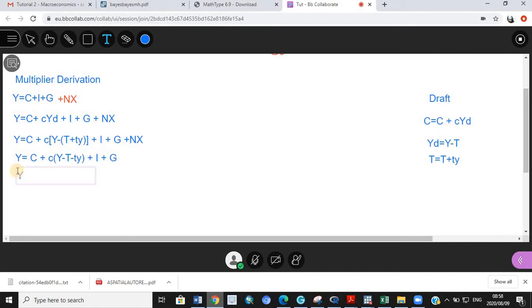We'll have Y equal to C plus. Now the marginal propensity to consume is going to multiply everything in the bracket: cY, this should be minus cT, should be minus cTY, plus I plus G. So here you can see that we have Y on both sides. We can take all of these into our left-hand side. So don't stress yourself whether this is a big Y or small y. All of them are Y's.